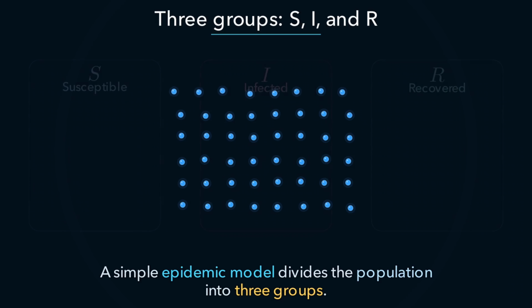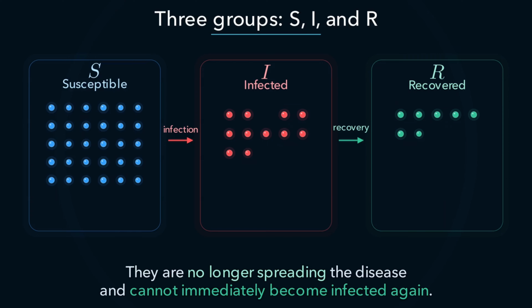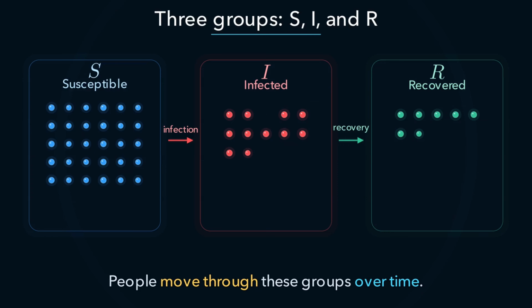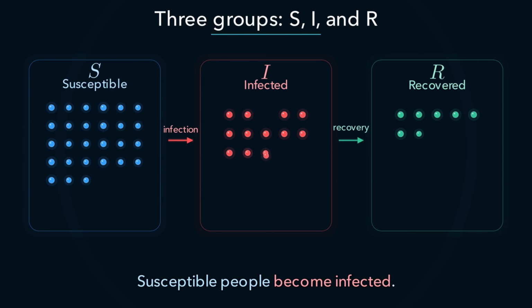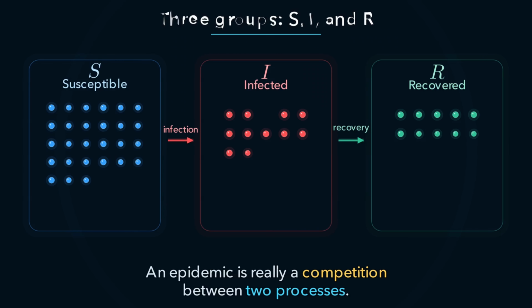First, there are susceptible people. These are people who could become infected. Then, there are infected people. They currently carry the disease and can spread it to others at all times. Finally, there are recovered people. They are no longer spreading the disease and, in this simple model, cannot immediately become infected again. People move through these groups over time. Susceptible people become infected, infected people eventually recover.